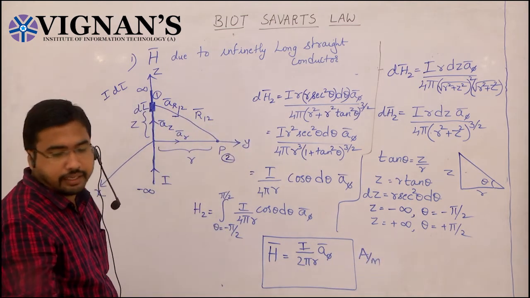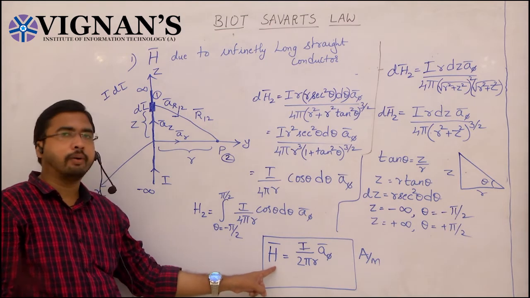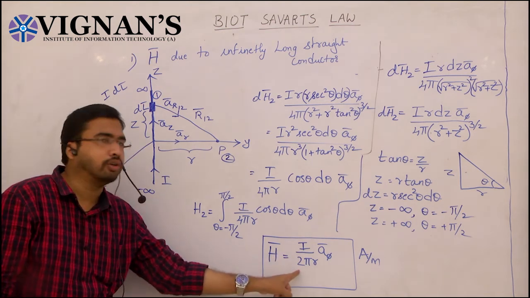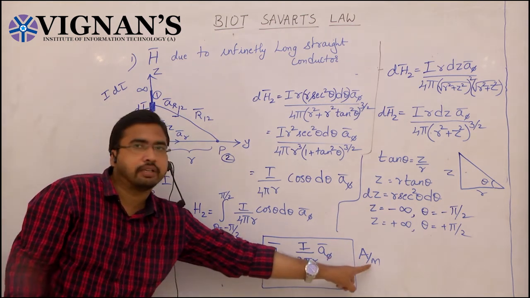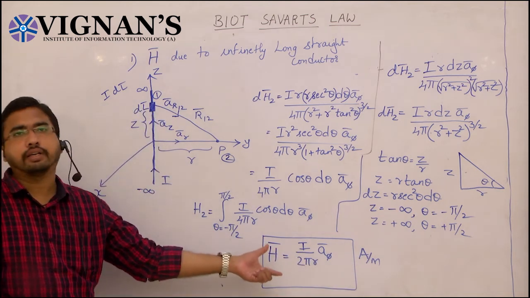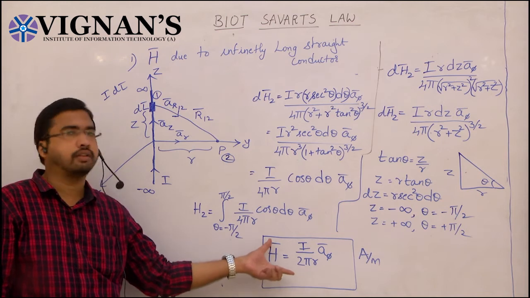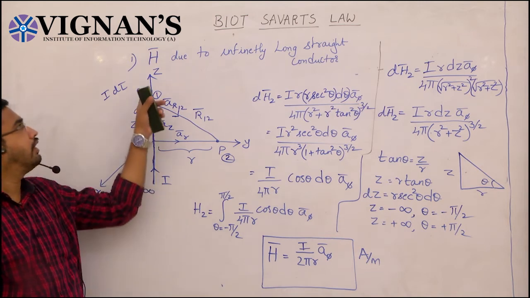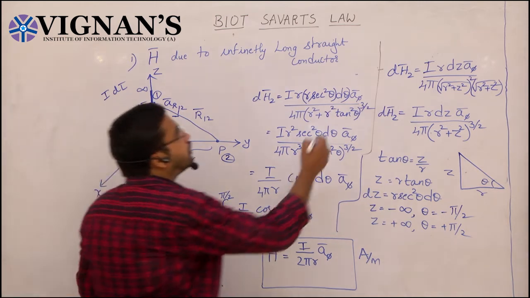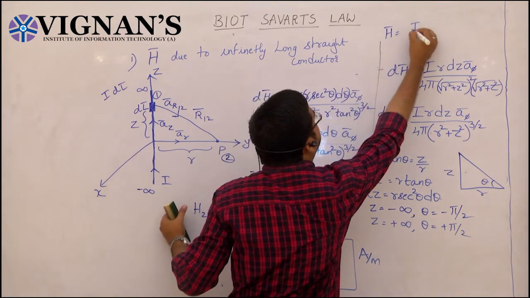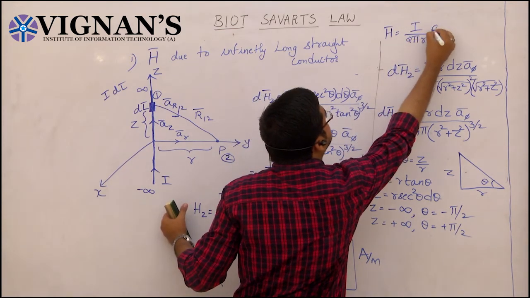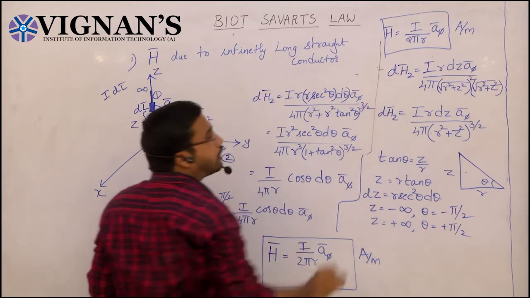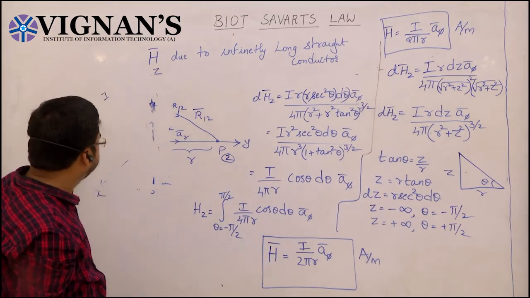So the magnetic field intensity H in vector form due to this infinitely long current carrying conductor is equal to I by 2 pi r into a phi amperes per meter. This formula is very important. We will also solve some problems based on this formula. So what is the final formula for magnetic field intensity due to an infinitely long conductor? Your final formula is H equal to I by 2 pi r into a phi amperes per meter, which is a very important formula. We should remember it throughout this unit.